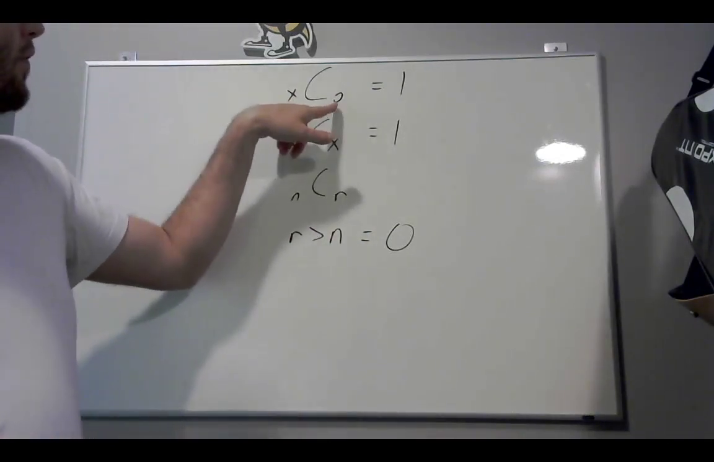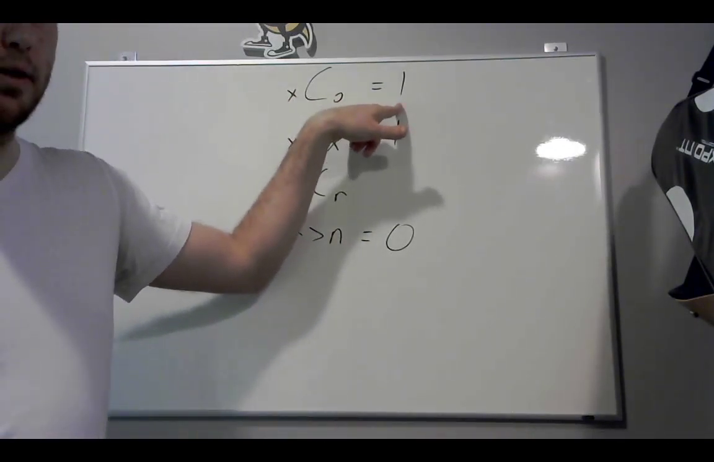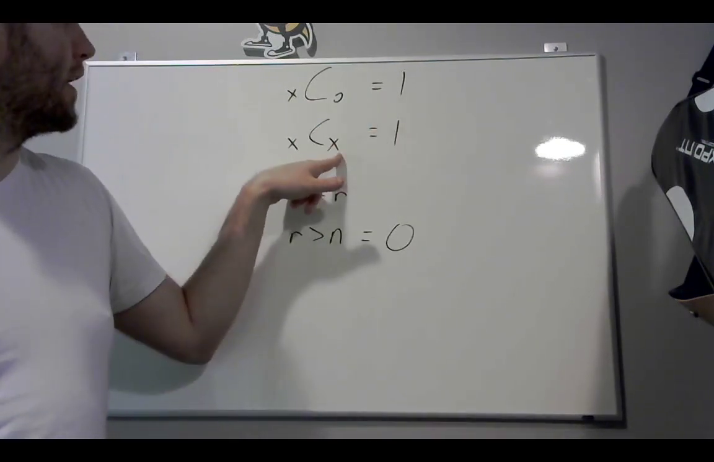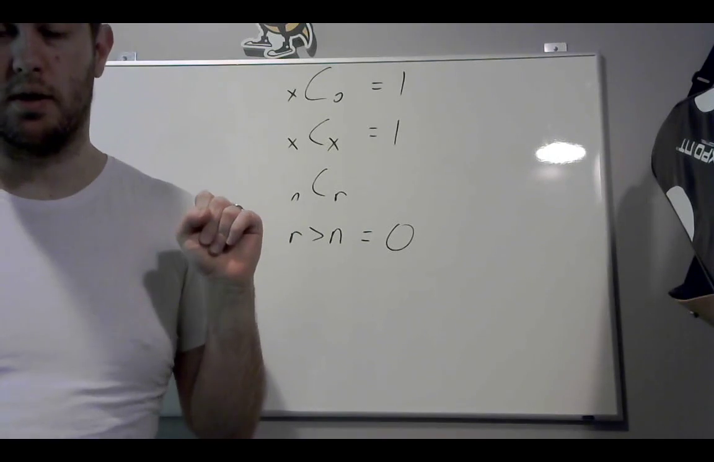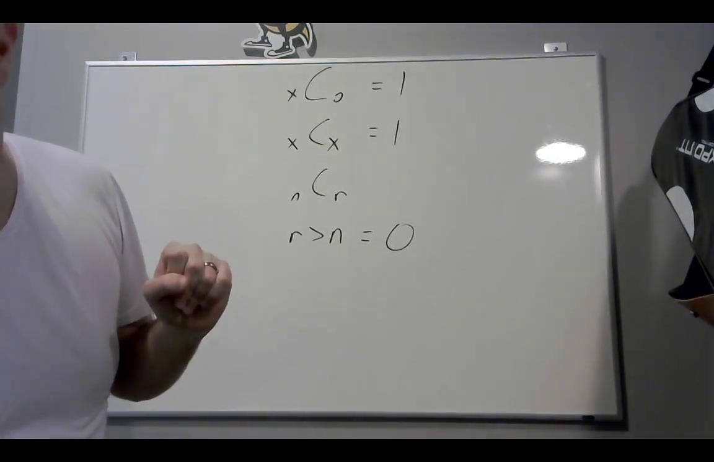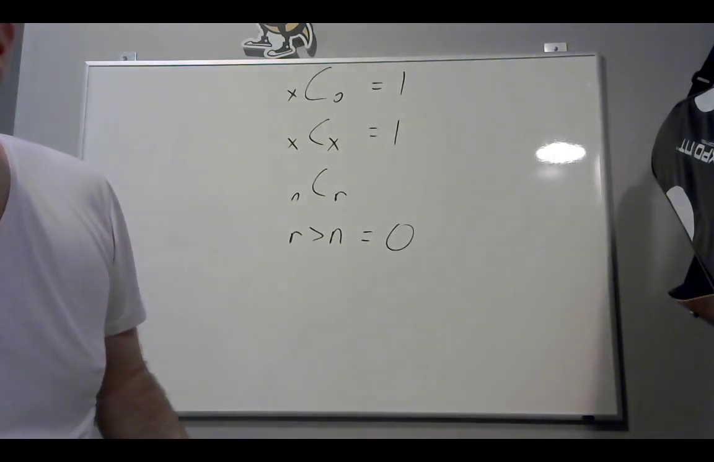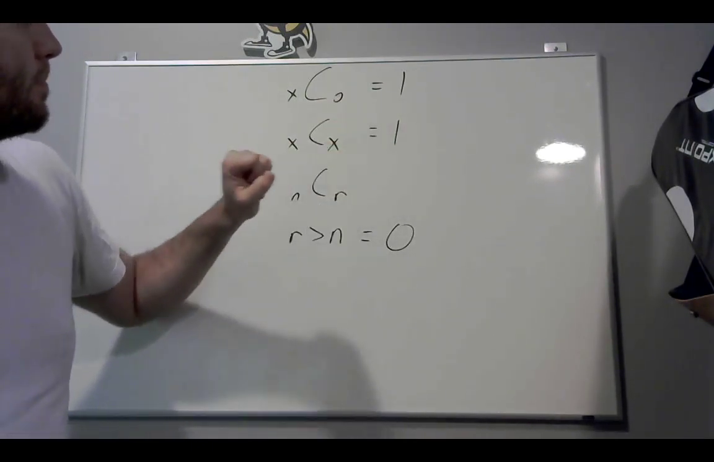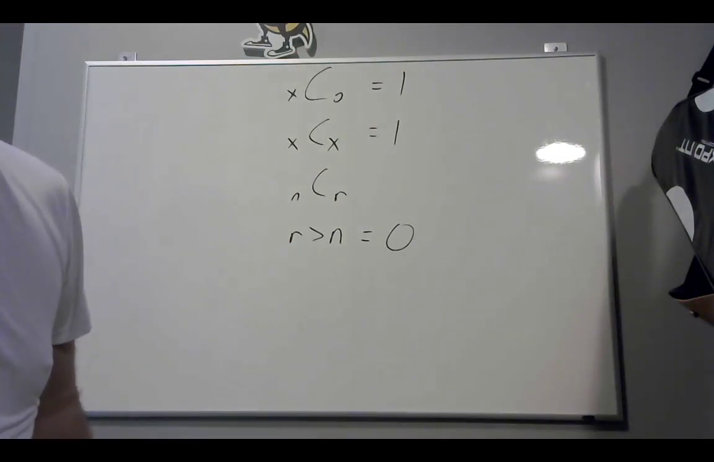But here, if you're trying to choose 0, the outcome's always 1. This is called the empty set. And if you're trying to choose all of them, you also get 1. So these are two special ones that we are going to talk about. So empty set, entire set. We'll get to that in a little bit.